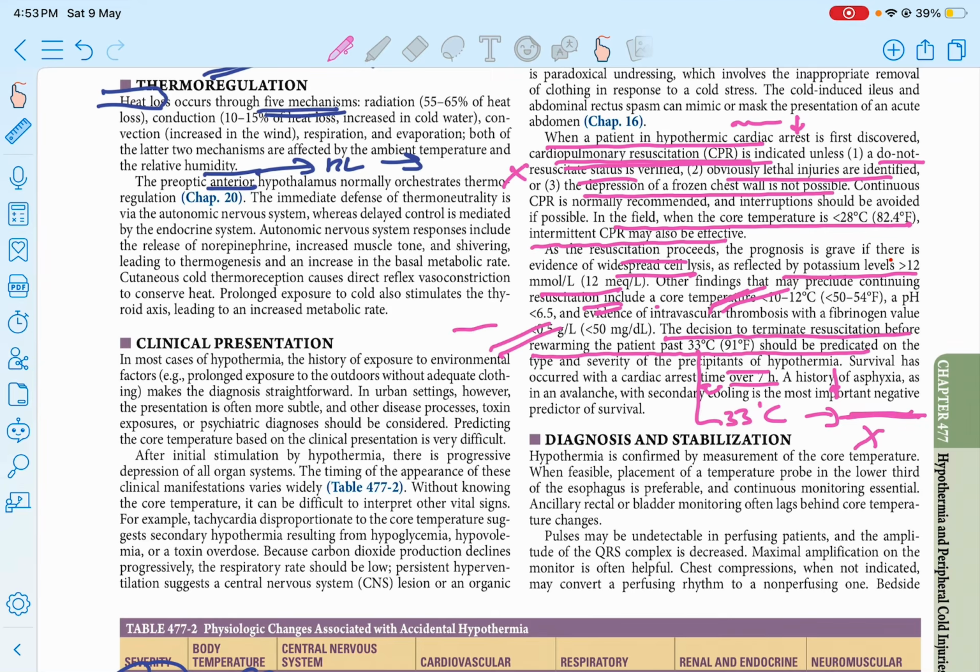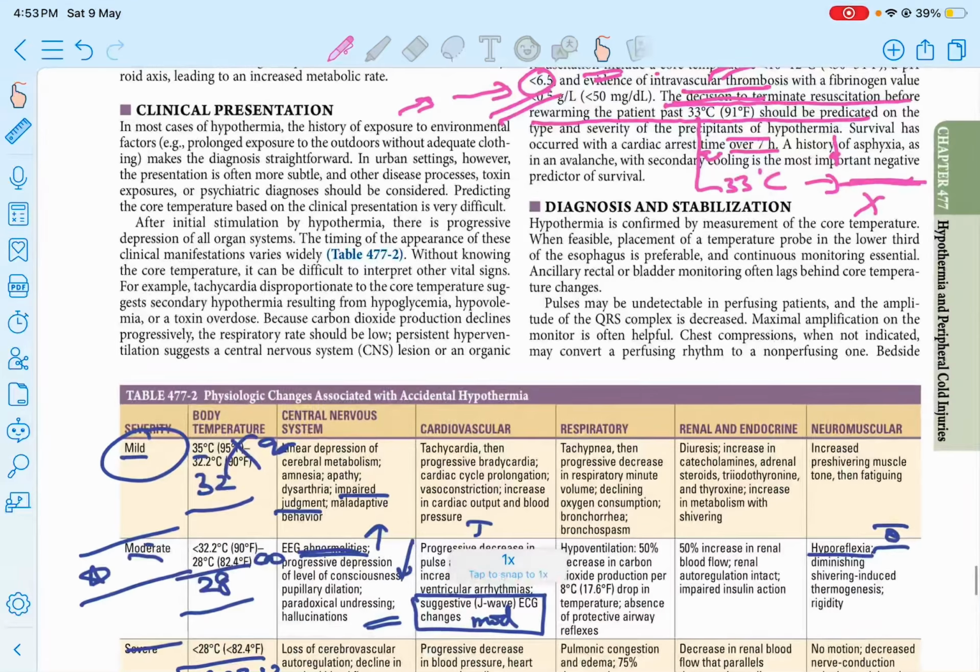There will even be severe acidosis with pH less than 6.5. Because of hypothermia, there will be coagulopathy also, right? You have to correct the precipitating cause, then you have to treat them.